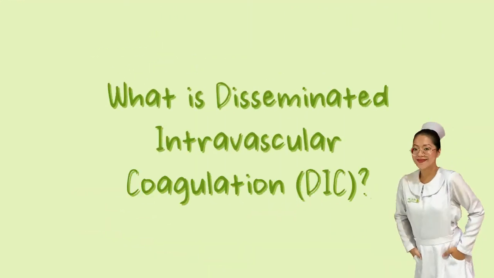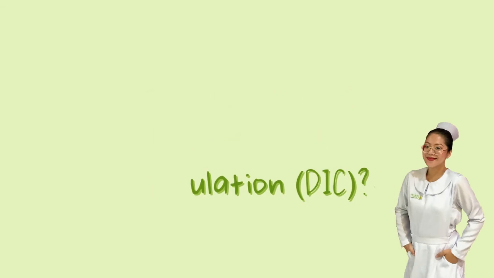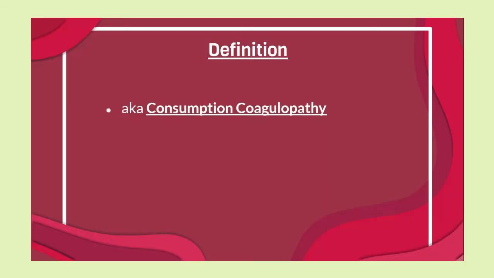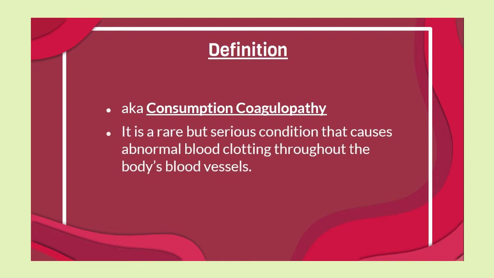First, what is disseminated intravascular coagulation? It is also known as consumption coagulopathy. Why? Because excessive intravascular coagulation leads to consumption of platelets and non-enzymatic coagulation factors. Therefore, clotting factors are basically consumed. It is a rare but serious condition that causes abnormal blood clotting throughout the body's blood vessels. Take note, abnormal blood clotting throughout the body's blood vessels.